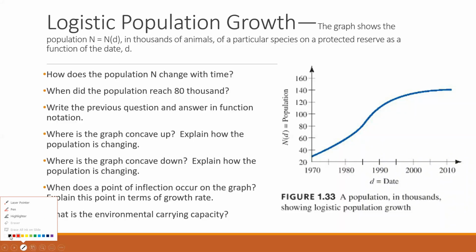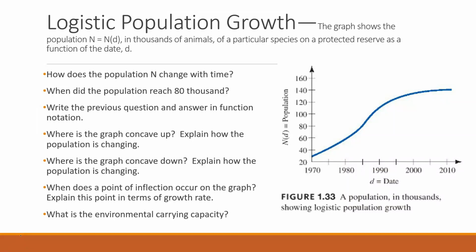In this video, we are going to be taking a look at an example. We're going to be applying the vocab that we have just gone over. So the first thing I would like us to do is answer the question, how does the population N change with time? So we are looking at the graph that is on the right-hand side of your screen.